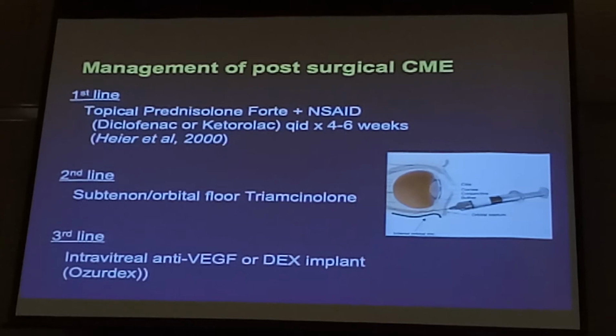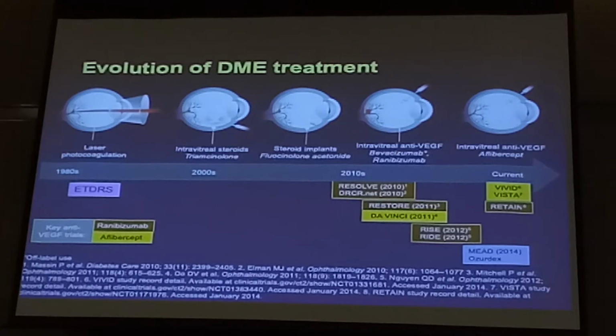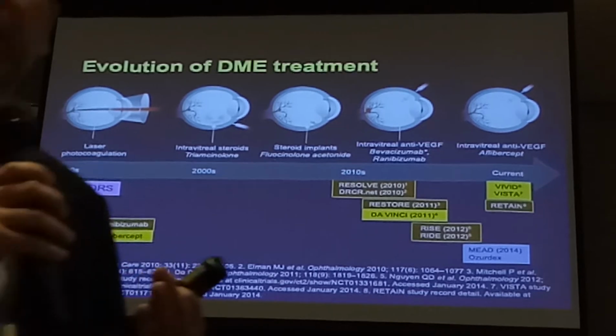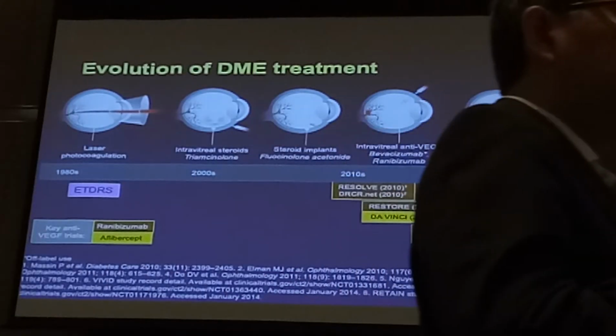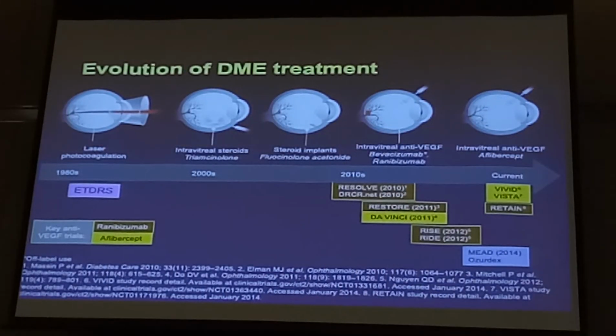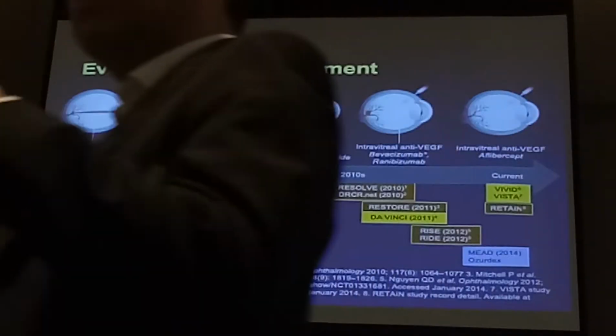First line, topical steroids and NSAIDs. Second line, I give an orbital floor triamcinolone. And if that doesn't work, then an intravitreal steroid implant, unfortunately. But I want to spend the rest of the lecture reviewing what is our current treatment for diabetic macular edema in 2019.